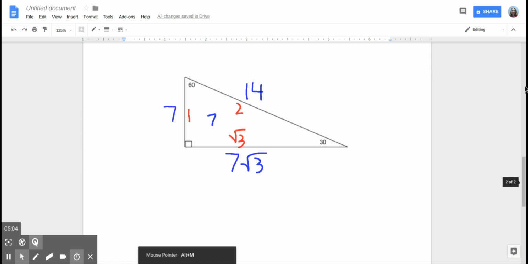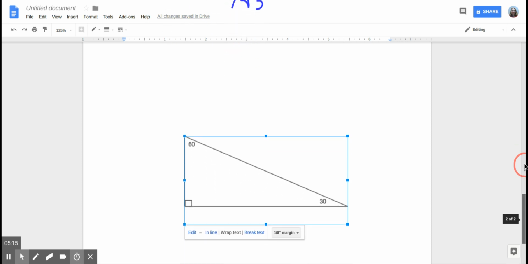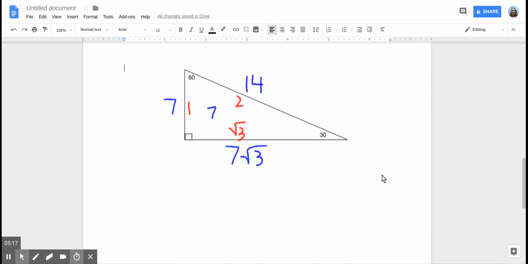Again, these ratios will not change for the 45, 45. They will always stay 1, 1, and radical 2. For the 30, 60, 90, they will stay 1, radical 3, and 2 for the hypotenuse. All right.